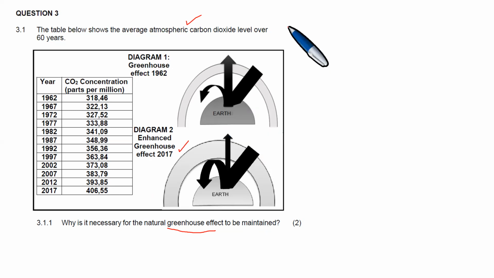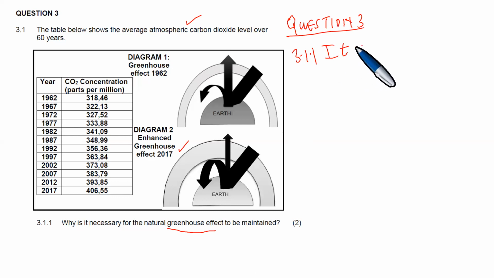Question 3. We're asking the question, why is it necessary for the natural greenhouse effect to be maintained? Okay, this is part of what is examinable. We're looking at 3.1.1. The greenhouse effect, what does it do? It warms up the atmosphere.